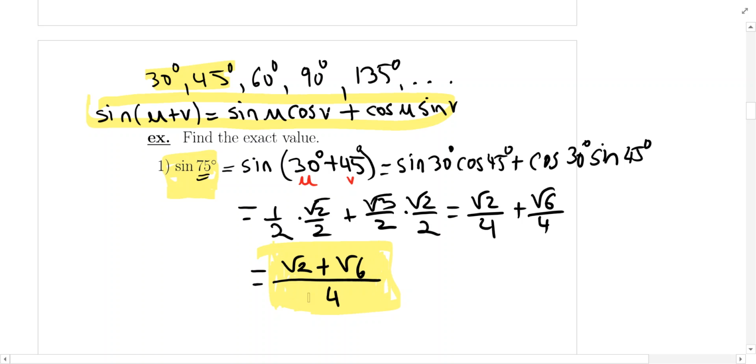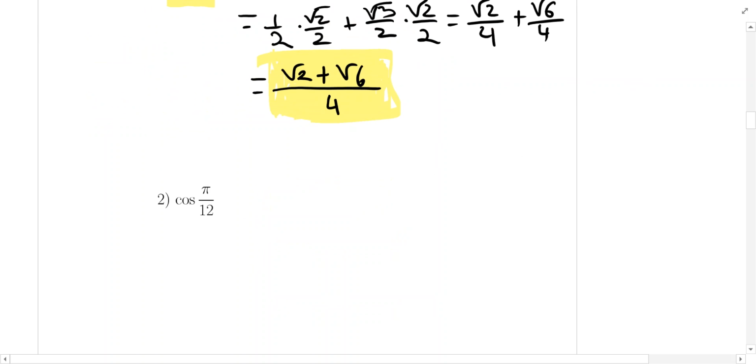Okay, so the idea here was to write the angle we are given in terms of angles whose trig function values we already know. All right, what if we're asked to do cosine of pi over 12? Now we're thinking in radians. So think about pi over 12. How can I write pi over 12 in terms of angles that I know?